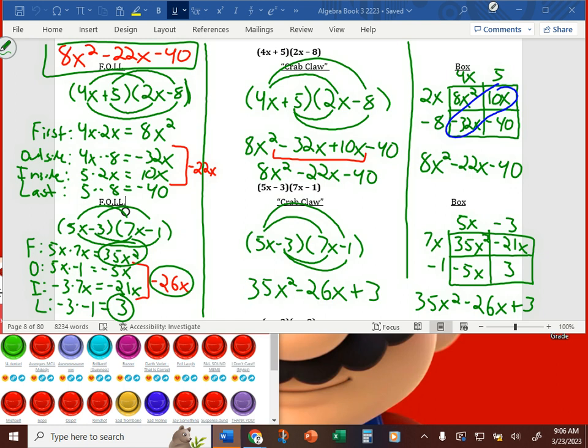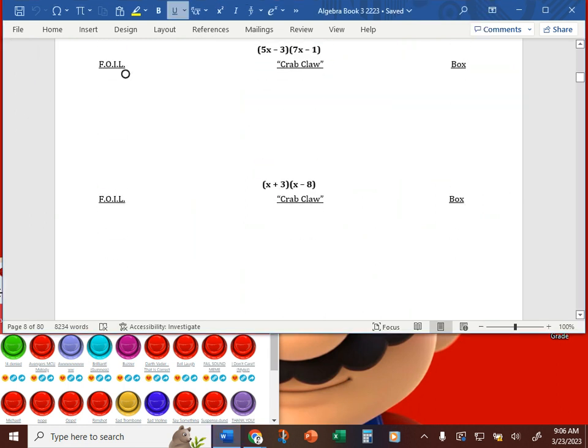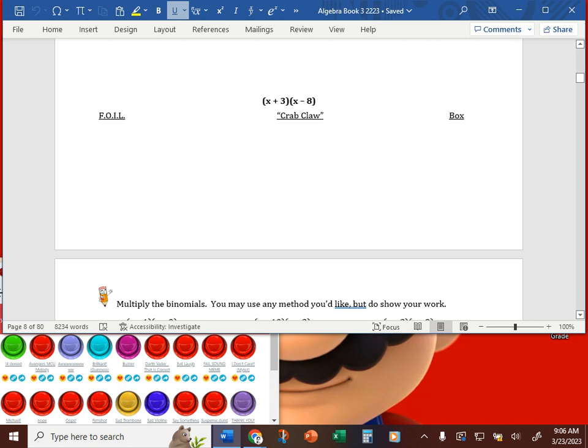Yes, Justin. In fact, that's what you're going to work on in the next 7 minutes. I want you to practice, even if you're not a fan of one of the methods. The third one, which is x plus 3 and x minus 8. I want you to practice multiplying this with old man foil, then with crab claw, then with the box. If you get different answers, go back and look, because you should get the same result every single time.